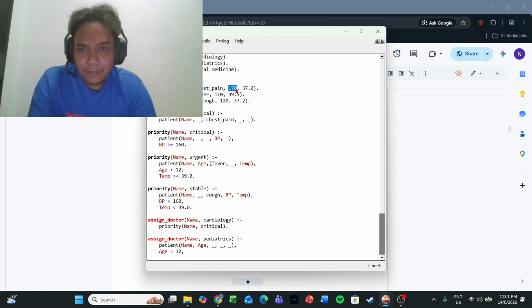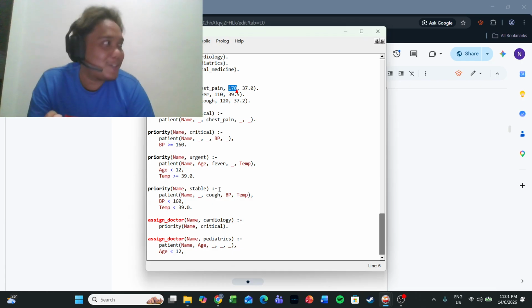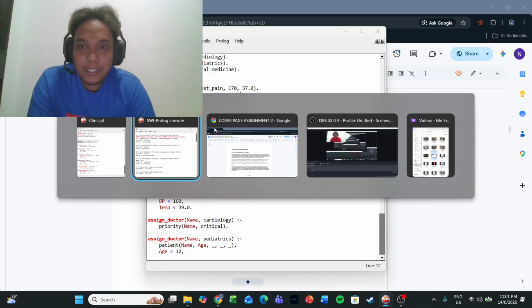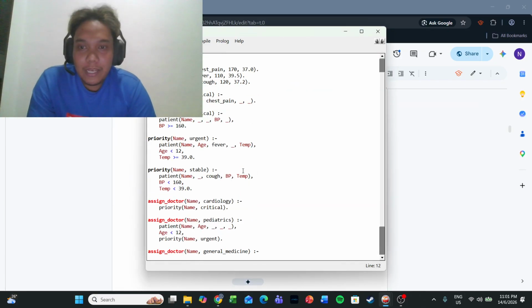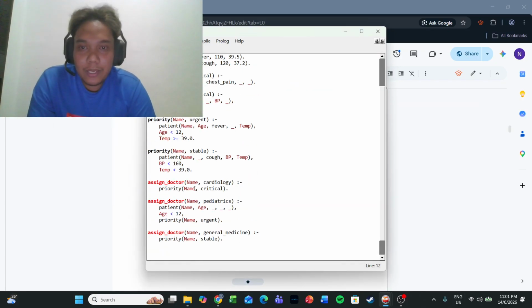So, as I said earlier, for the critical condition, they just need to fulfill one of the rules. Okay, so here when we see Ali have chest pain, so automatically he will be assigned to critical, which is here. And why the cardiology doctor has assigned to Ali is because we have also said in the rules where if the patient is critical, so the doctor assigned will be cardiologist.